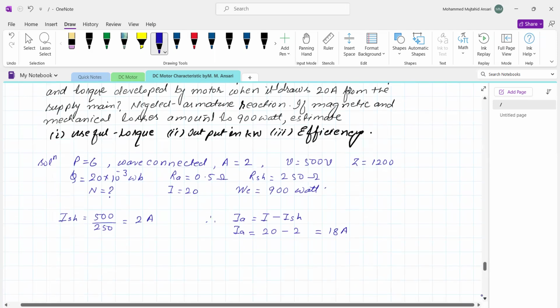Now the total number of conductors is given and the armature current is given. So we can calculate the back EMF. So Eb is equal to V minus Ia Ra, which is equal to 500, the voltage, minus 18 ampere multiplied by 0.5. So it is 491 volt.